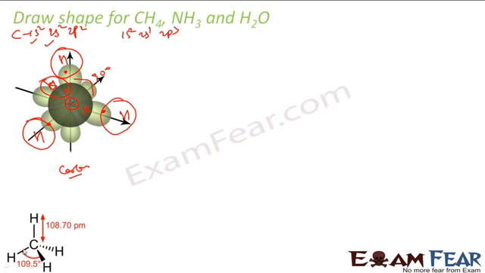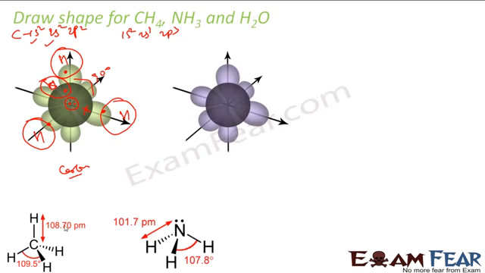Correct? But experimentally we have seen that the shape of methane is something like this, 109 degrees. So we are doing something wrong, right? Because we knew the shape is like this, then we added hydrogens, and it should be 90 degrees because all these orbitals are 90 degrees apart, but the shape is not like this.